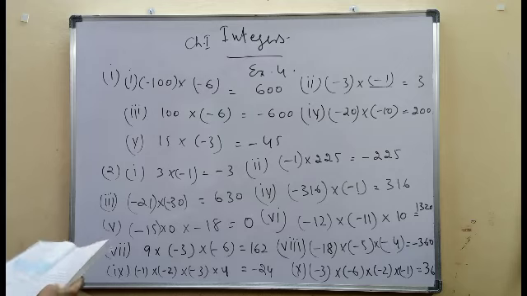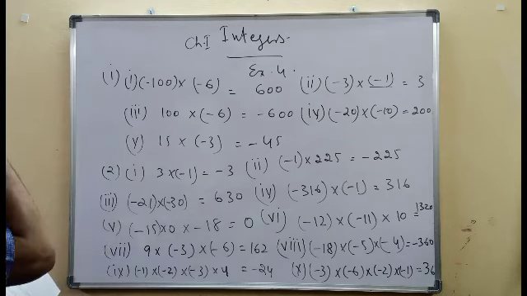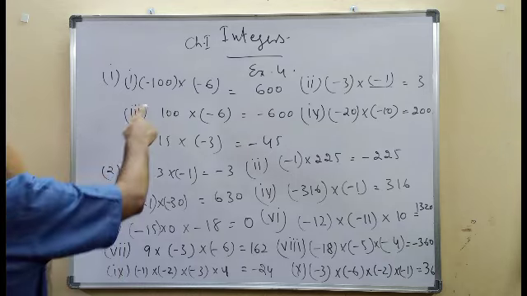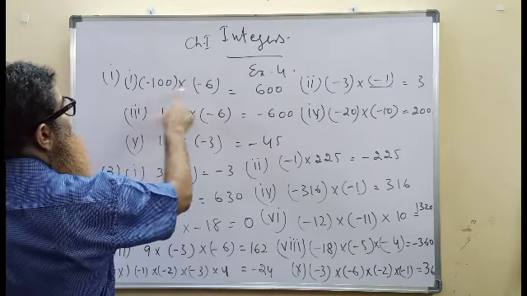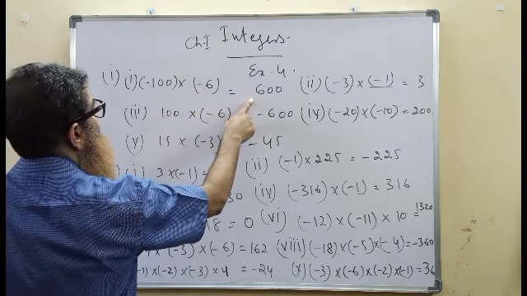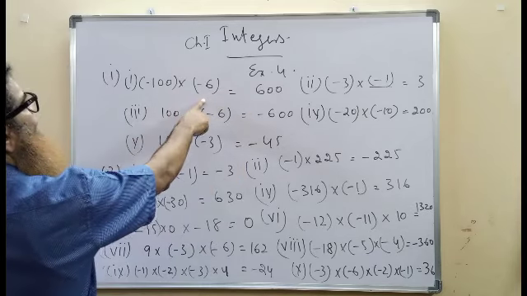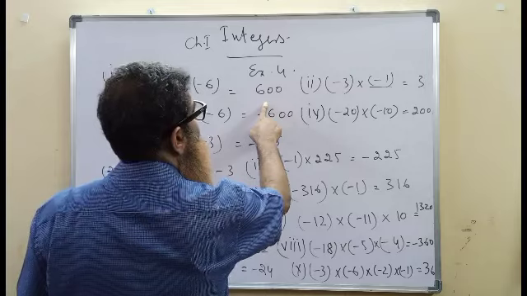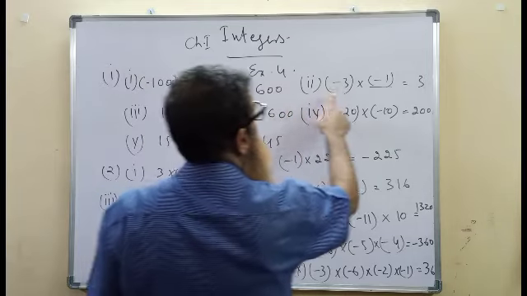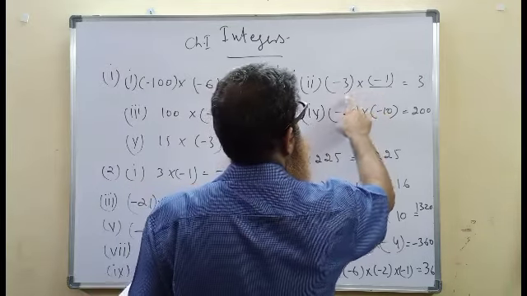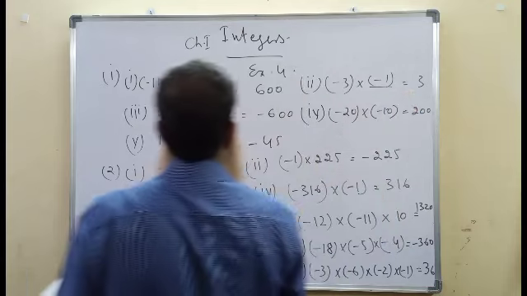Let's repeat the questions in exercise 4. Fill in the blanks. Minus 100 into minus 6. We know two negative integers yield a positive integer. 6 into 100 is 600. So minus 100 into minus 6 is 600. The second in the series, minus 3 into minus 1. Again two negative integers. We get a positive integer 3.